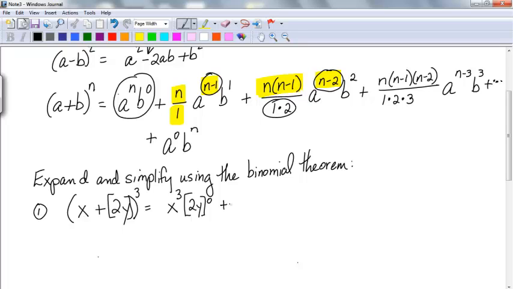Plus, the coefficient in front of the second term is always that exponent, n over 1, so 3 over 1. Then x to the, now you don't have to write down 3 minus 1. You can just go ahead and simplify it. 3 minus 1 would be 2. Then 2y to the, you've got to go ascending.